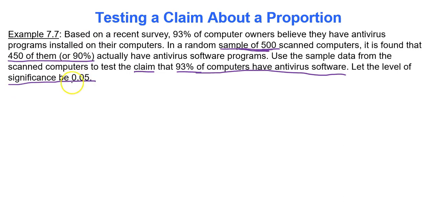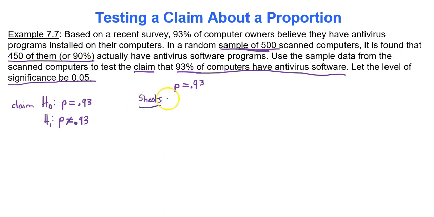All right, let's first write out our hypotheses. 93% of computers have the software, so that means P is equal to 0.93. Where would that go, the null or the alternative hypothesis? It contains equal to, so it has to go with the null. What's the opposite of equal to? Not equal to. Your claim is whatever they mention in your question, so the claim is the null. Now Google Sheets is going to give us a p-value, which we will compare to 0.05, and we'll call it a day.